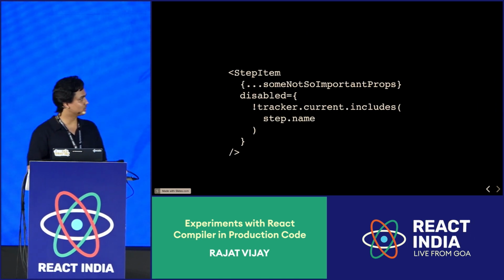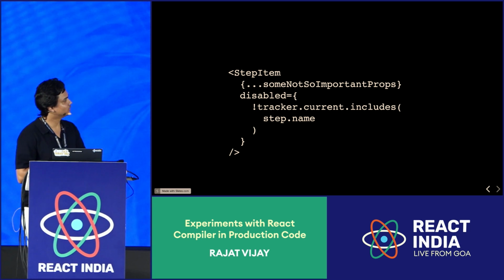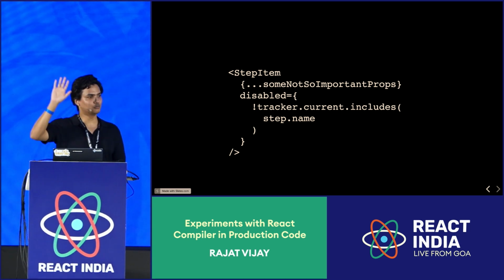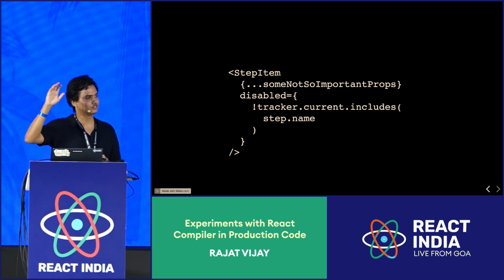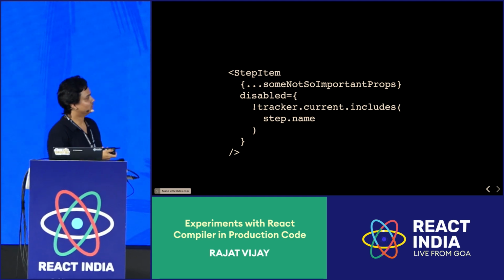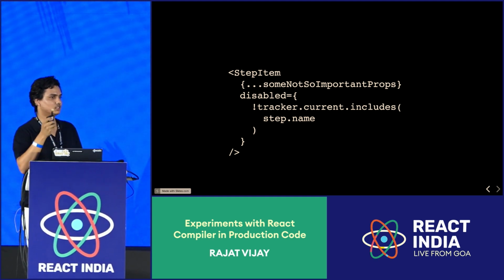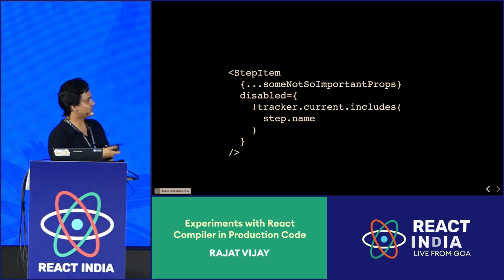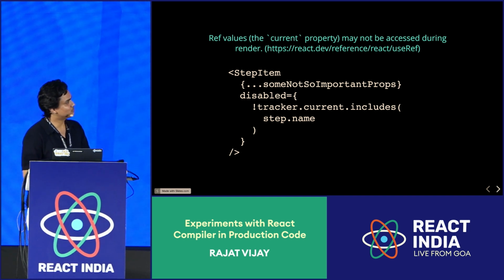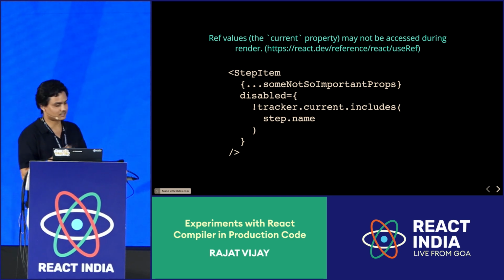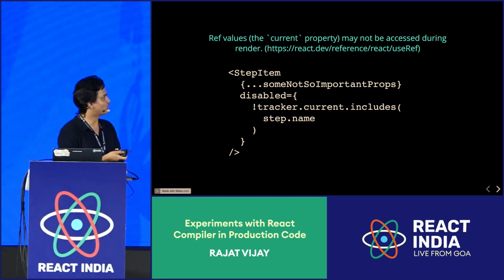But there were some legit bugs that React compiler helped us to figure out. Can anybody identify the bug here? It's related to ref. So tracker is a ref which, when updated, does not re-render the component, and the disable gets a stale property. This is why the React team says, please follow the rules of React. It's one of the topmost rules of React that you should not access the current property inside the render cycle.